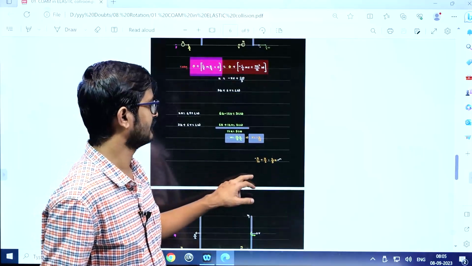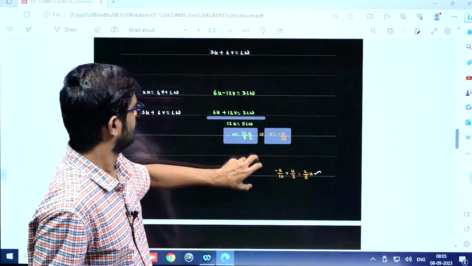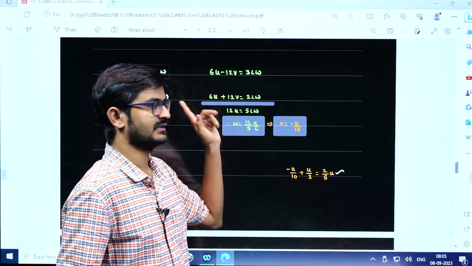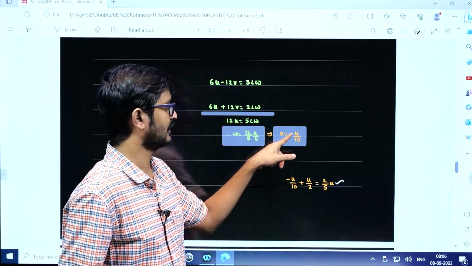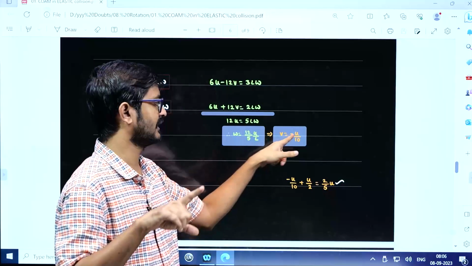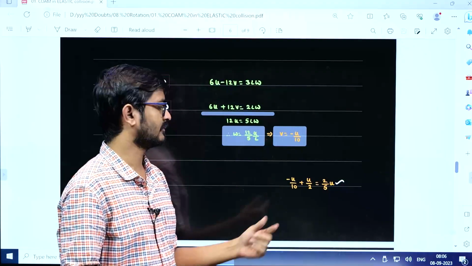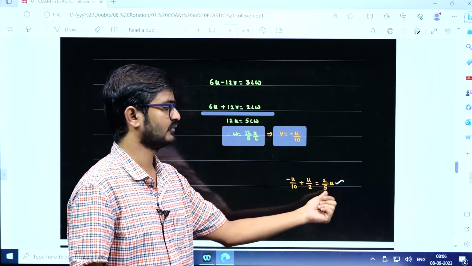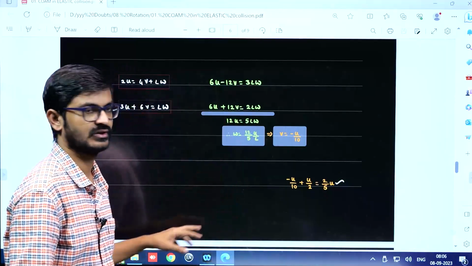In fact, I have checked whether this will yield me the previous result or not. So velocity of rod is minus u by 10, but when I shift to ground frame I should be adding u by 2 extra, so it will be 2u by 5, which is matching with the previous result. So our answer is correct.